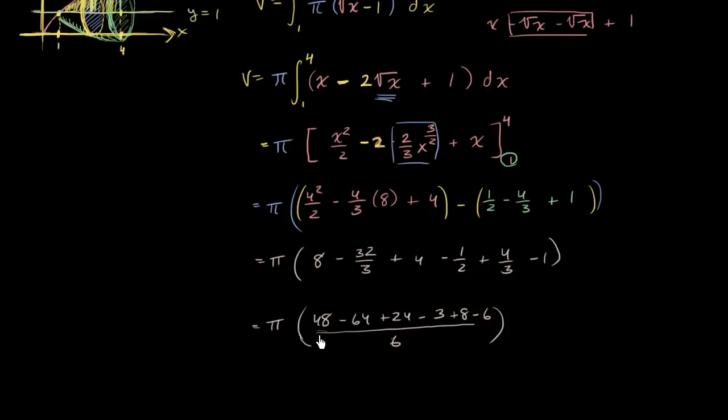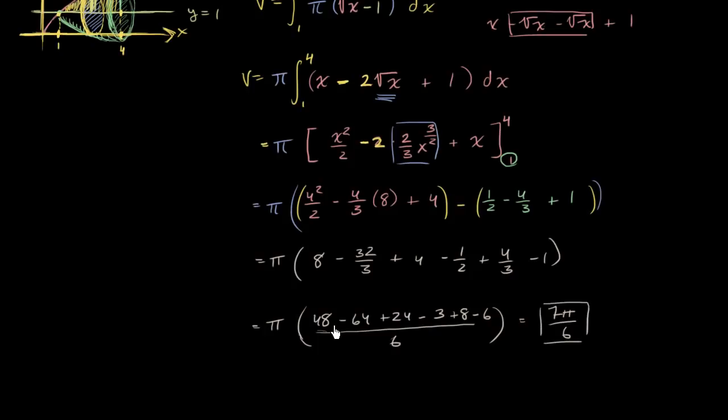So a little bit of arithmetic here, and let's see what we get. If we take 48 and we subtract 64 from 48, we get negative 16. Is that right? Yes, we get negative 16. And then if we add 24 to negative 16, you get positive 8. Positive 8 minus 3 is 5. 5 plus 8 is 13. 13 minus 6 is 7. So this whole numerator simplifies to 7. So we get 7 pi over 6 as our volume.